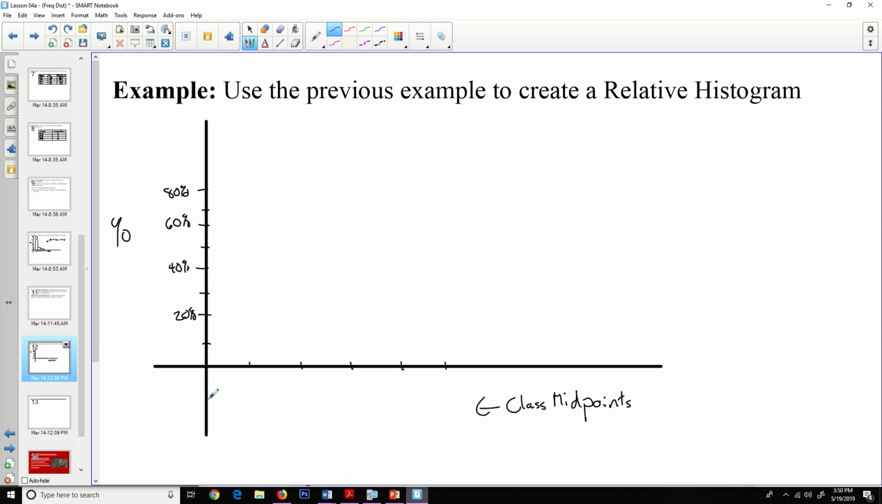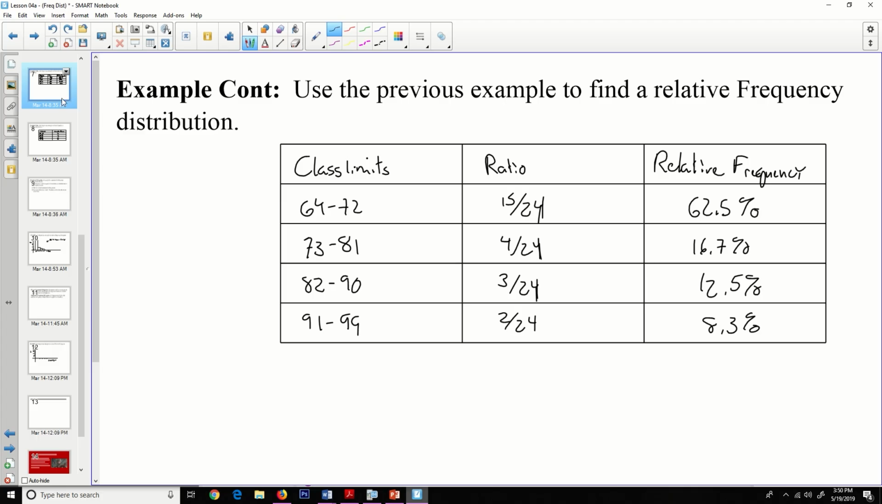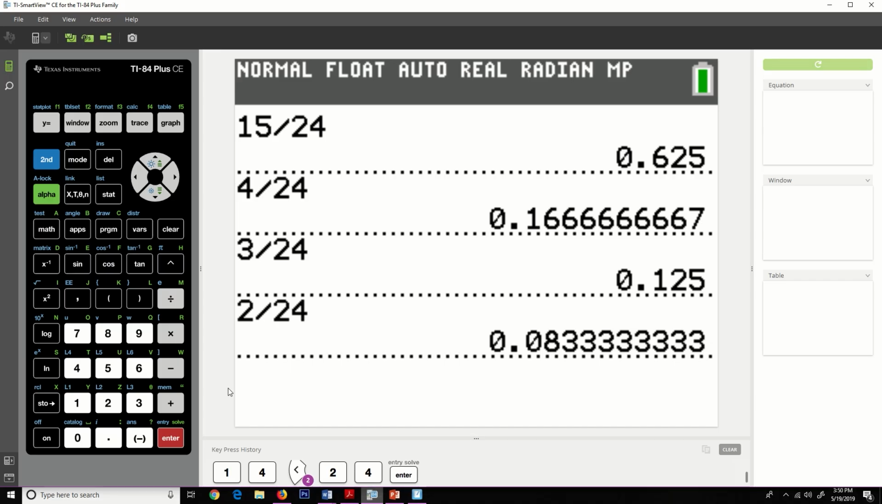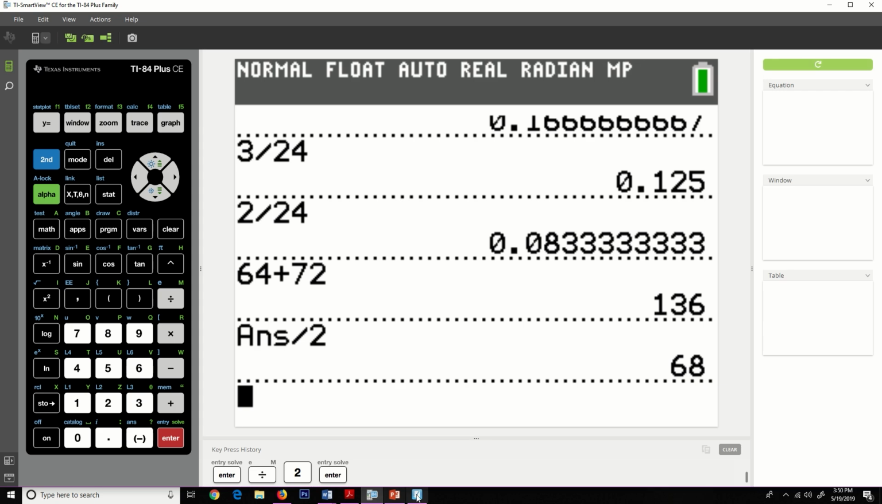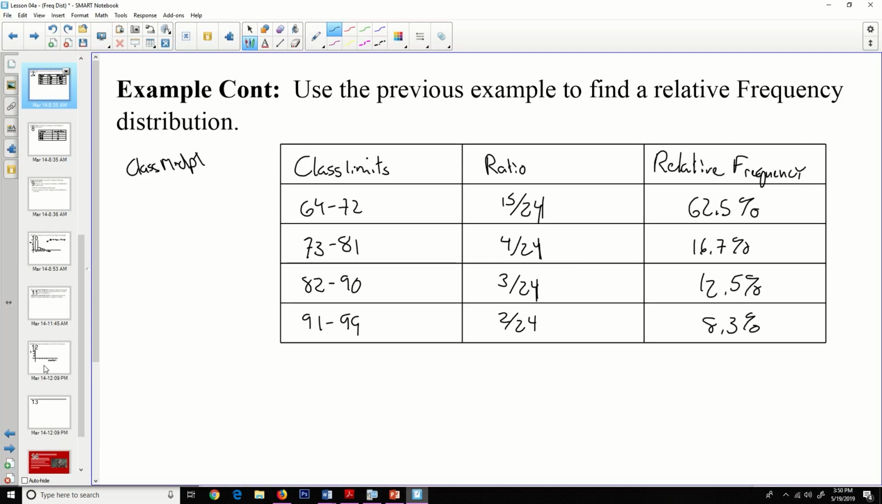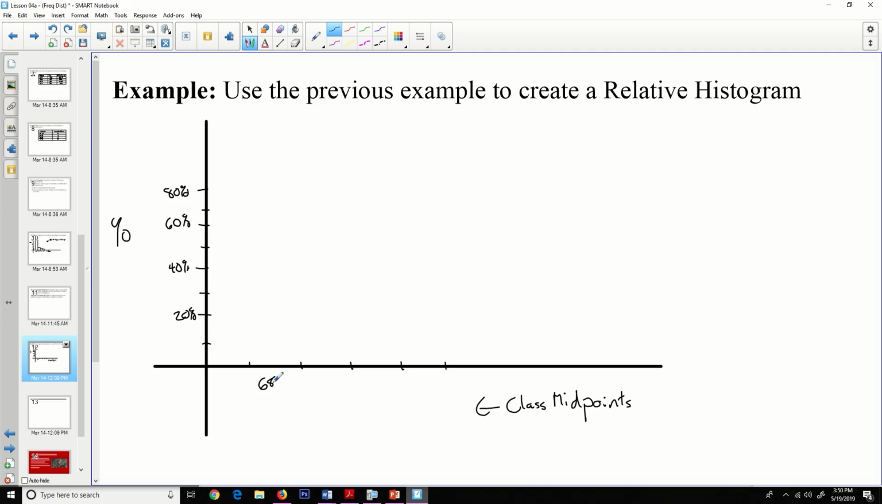All right, so we'll write our class midpoints for this one, and let's find those class midpoints real quick here. So the class midpoints, 64 and 72, I'll use a calculator, do it real quick. 64 plus 72 divided by, oops, we want to get that answer first because the graphing calculator won't do it without parentheses. Divided by 2 gives me 68. So we'll go 68 right there.